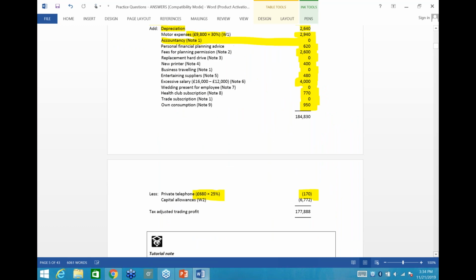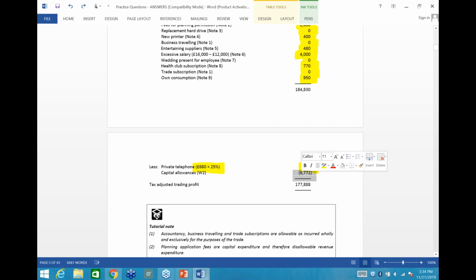So finally, 6,772 I can deduct as capital allowances. I get a tax adjusted trading profit of 177,888. So these are the commonly tested adjustments at the exam with regard to employment income and self-employment income, the most important areas in your individual income tax computation.